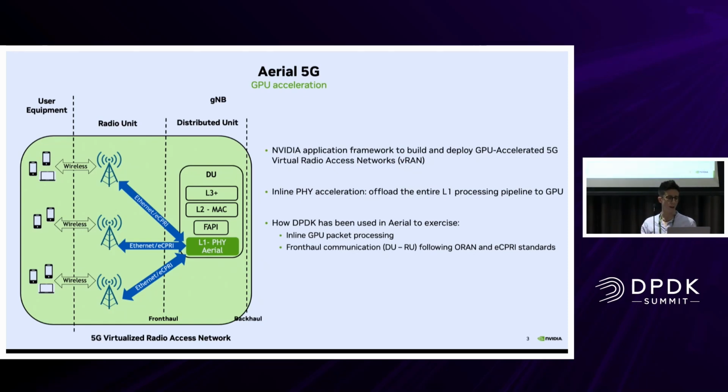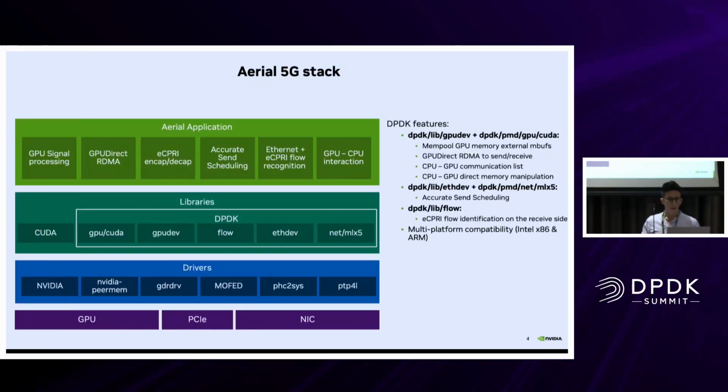The fronthaul is the name of the interface between the DU and the radio unit. We need to do this communication according to specific time boundaries. We also need to perform inline packet processing, because when we receive packets from the radio units, we need to process them as soon as they come into the GPU. So before digging into the details, I wanted to present the software and hardware stack that you need on your system to run the Aerial software.